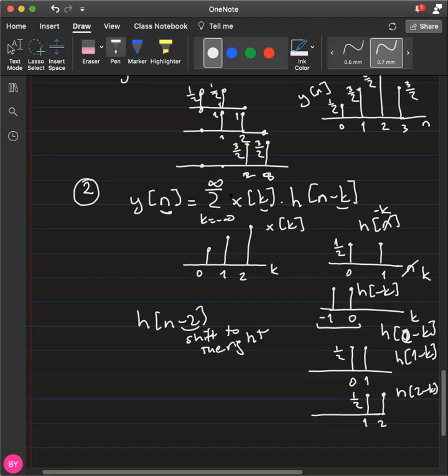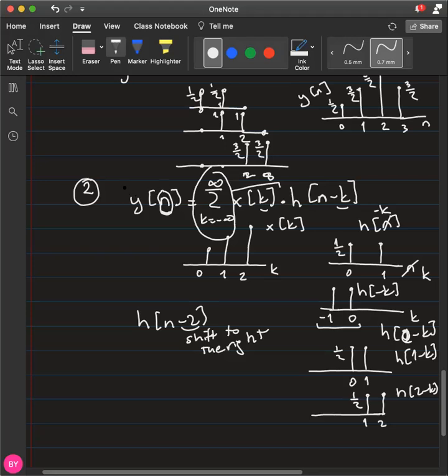What is being asked from me? Now x of k times h of n minus k, multiply these and add them up, and write everything into how much you have shifted to the right or to the left, and this will be the index of your output.